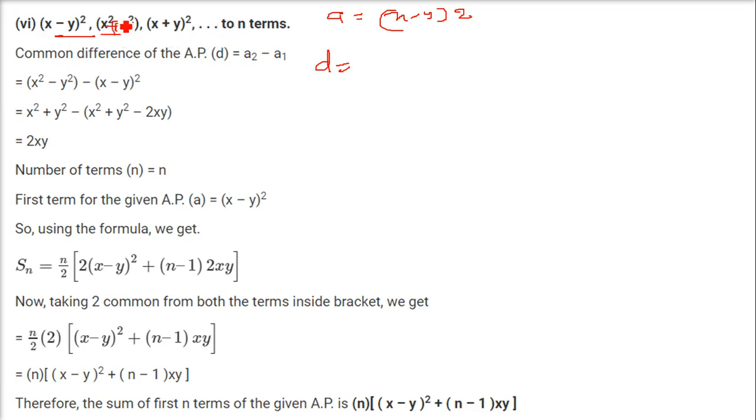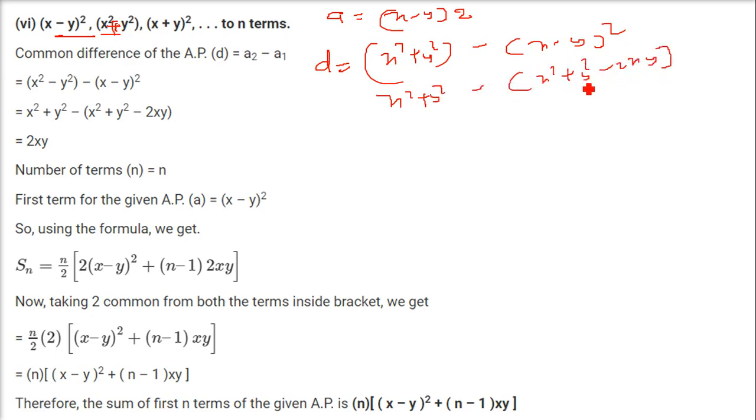So this is x square plus y square. So x square plus y square minus x minus y whole square. So x square plus y square minus, this is going to be x square plus y square minus 2xy. I'm opening the bracket, so signs are going to change. x square plus y square minus x square minus y square plus 2xy. So this gets cancelled, only 2xy remains. So we have d also.